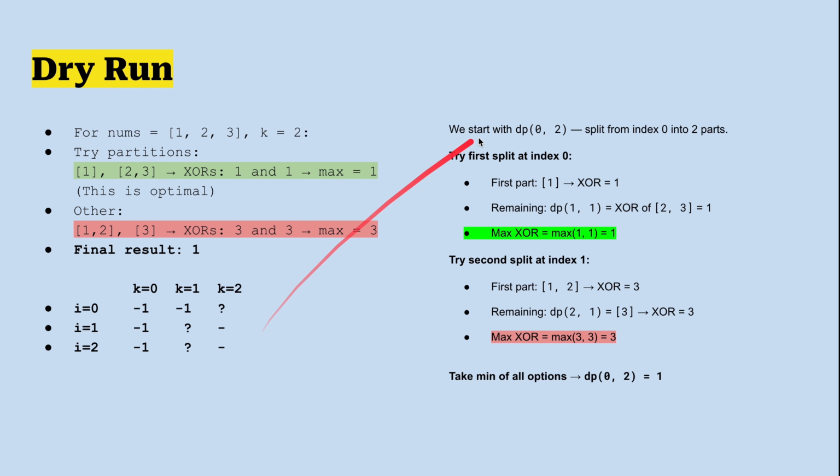In this case, let's suppose we start the DP at 0 and 2, because we choose this one. So DP will start from index 0 itself, and 2 is the k. We have to split from index 0 into 2 parts. So we'll try the split at index 0, the first part is 1, and we get the XOR, that is why we are getting 1. Then the remaining becomes 2, 3.